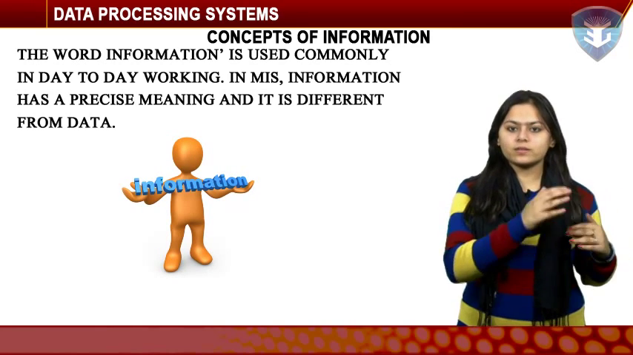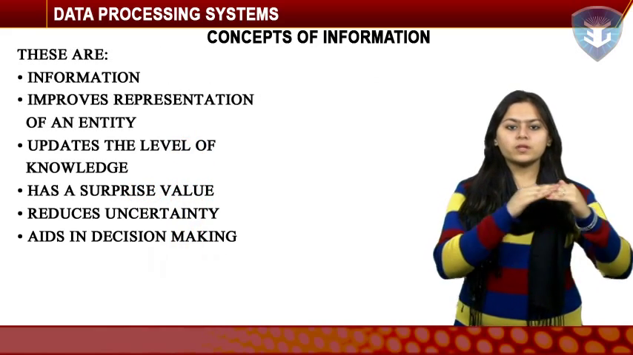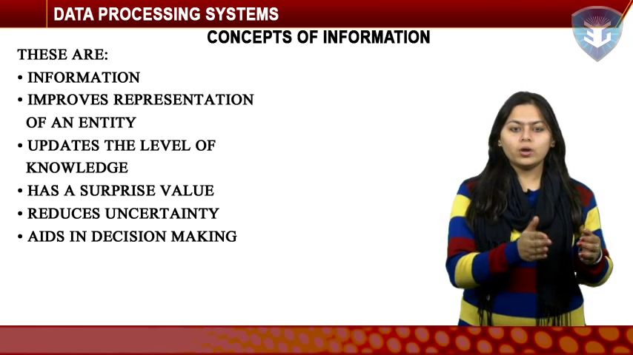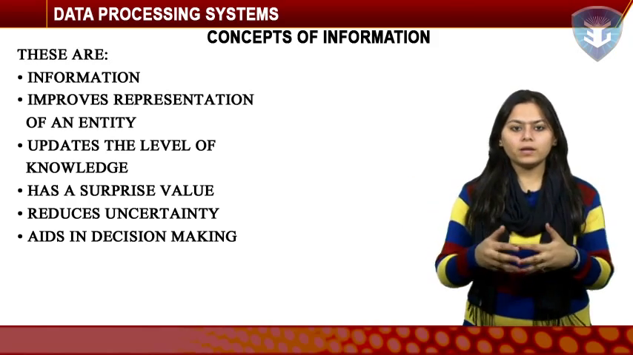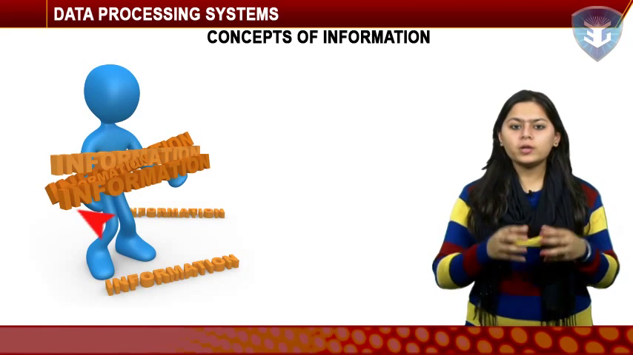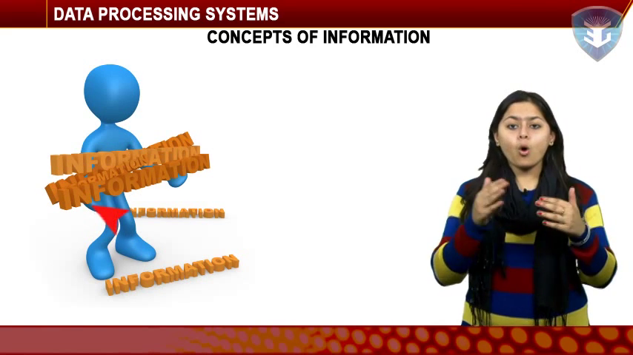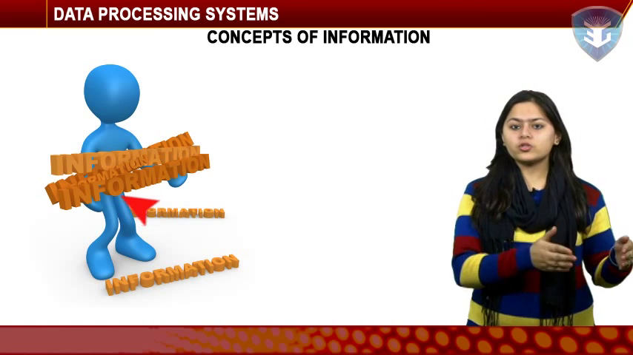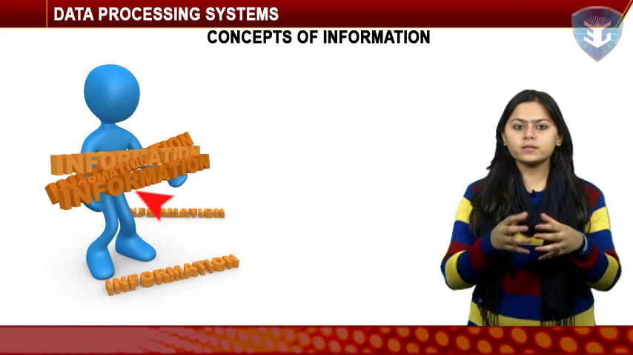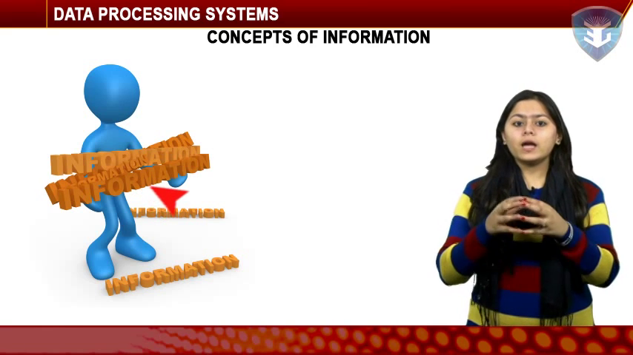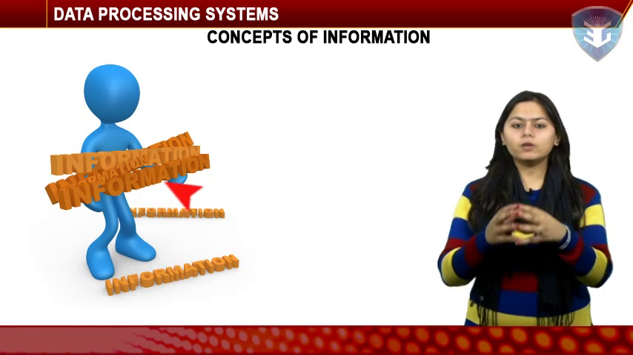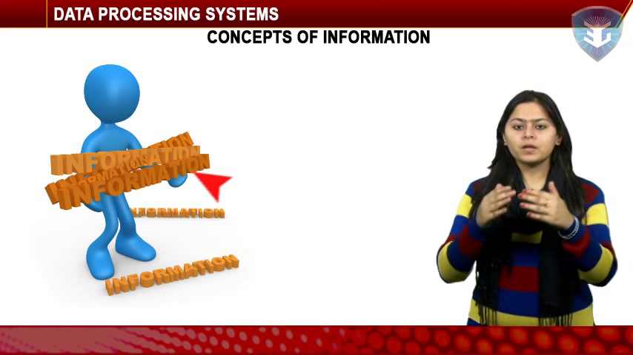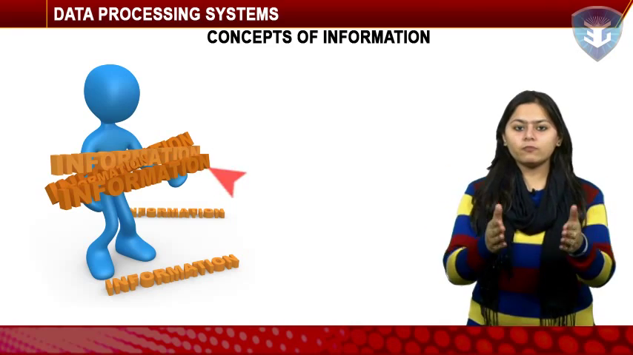Information has certain characteristics. These are: information improves representation of an entity, updates the level of knowledge, has a surprise value, reduces uncertainty, and aids in decision making. The term information system usually refers to a computer-based system, one that is designed to support the operations, management, and decision functions of an organization. Information systems in organizations thus provide information support for decision makers. Information systems encompass transaction processing systems, management information systems, decision support systems, and strategic information systems.